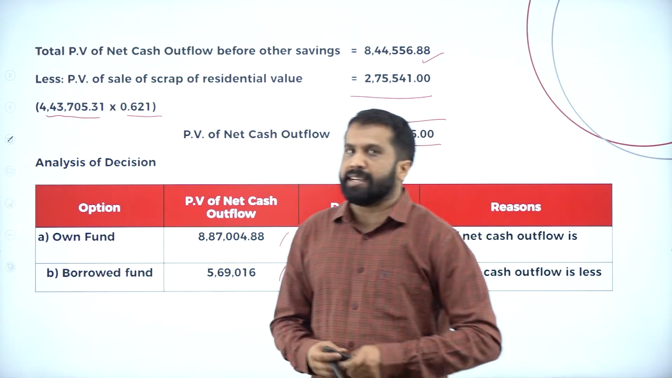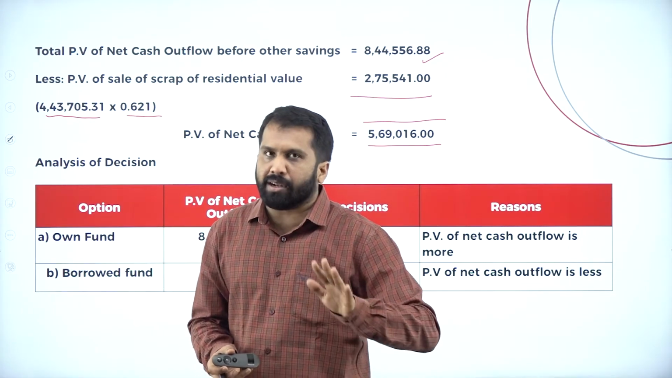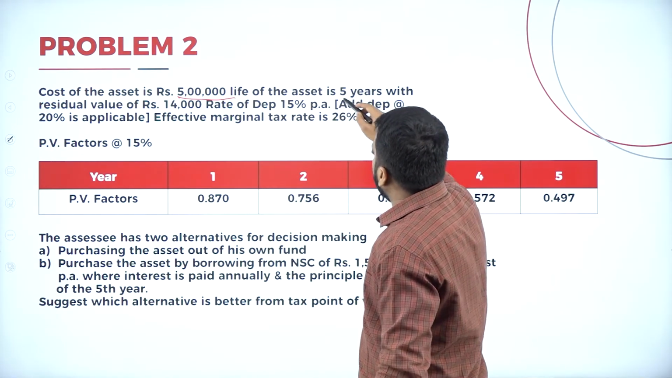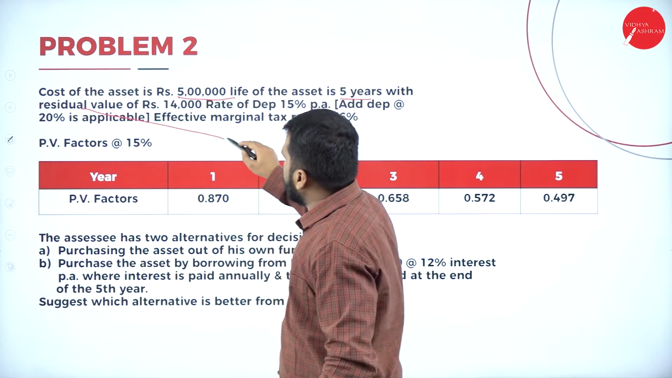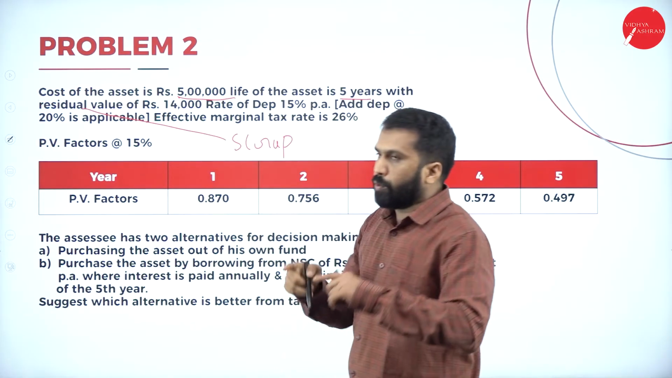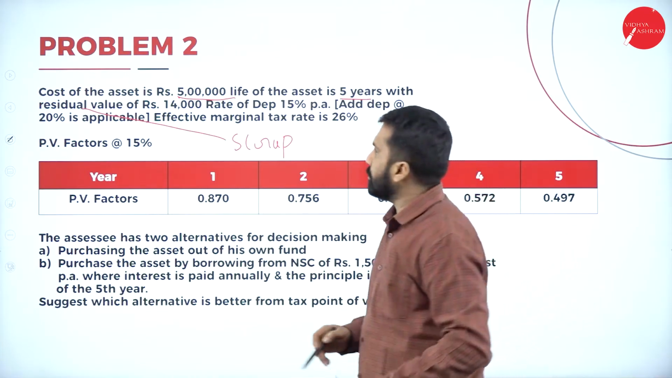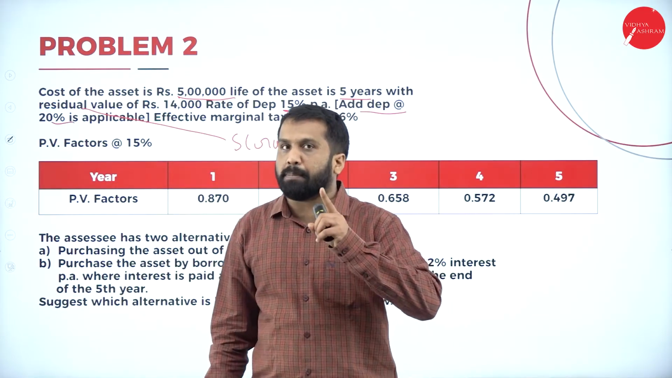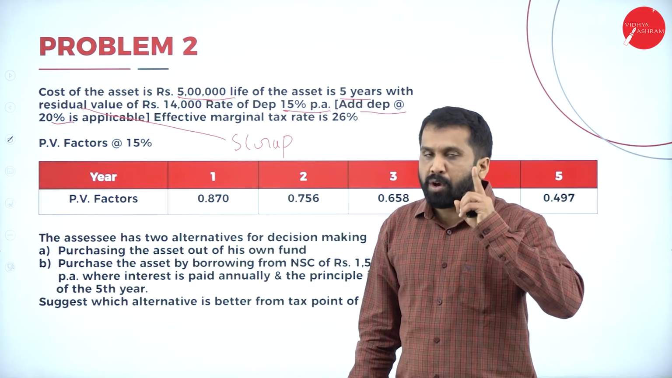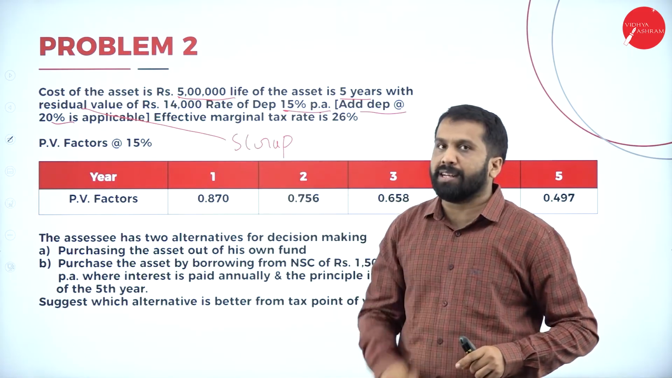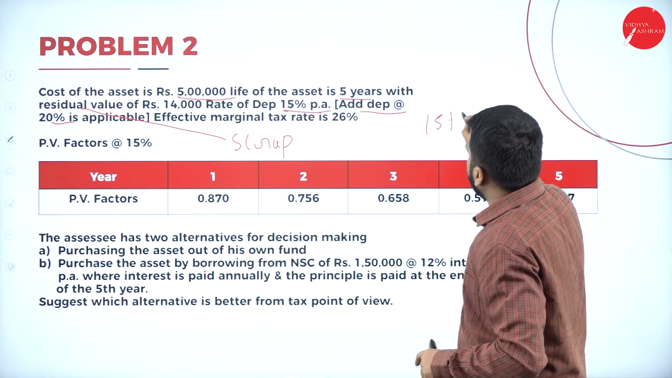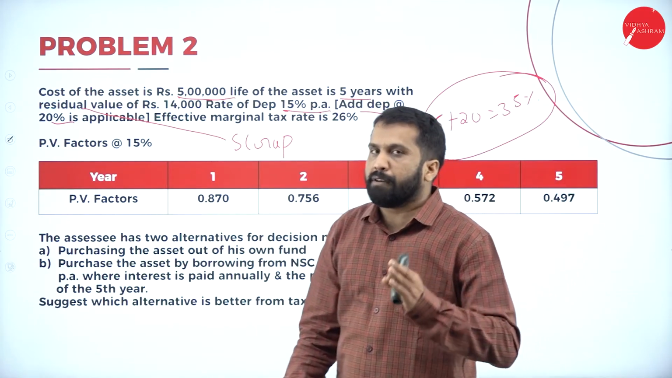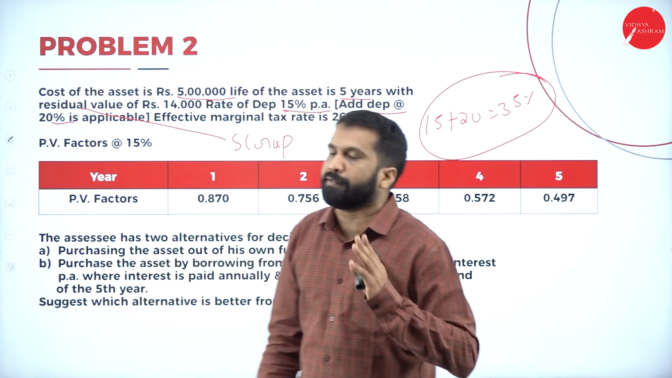Now, second problem is there. I'll just explain it to you. You are only supposed to do it. I'll not work it out. Problem number two. See, the asset value is how much? 5 lakh. Life of the asset, 5 years. Residual value, scrap value. Even in own fund and lease fund, both you are supposed to minus it, remember. 15% per annum, additional depreciation 20. Additional depreciation is applicable only for the first year. Means, first year, 15 plus 20, you are supposed to calculate 35%.